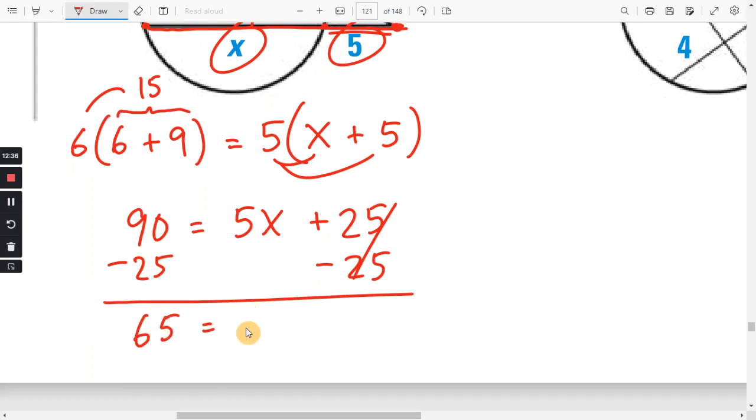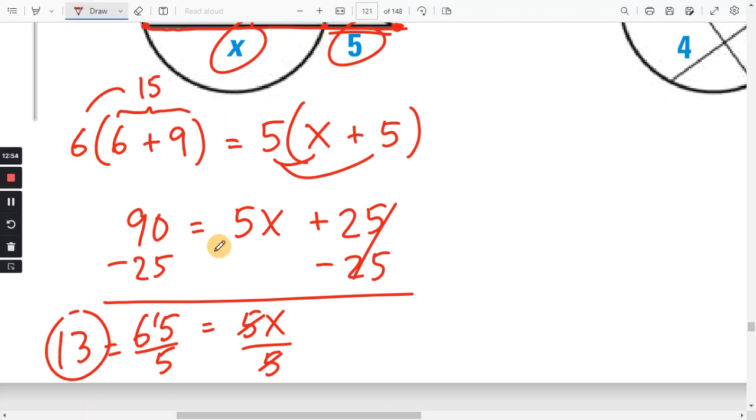Bring down your 5x. The opposite of x times 5 is divided by 5. Cancels here. 5 into 6 goes 1 time, carry the 1. 5 into 15 goes 3 times. So it's just 13. X equals 13.